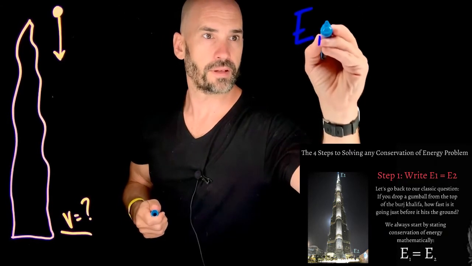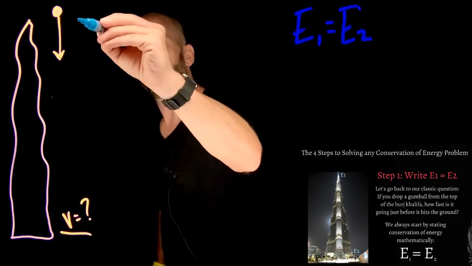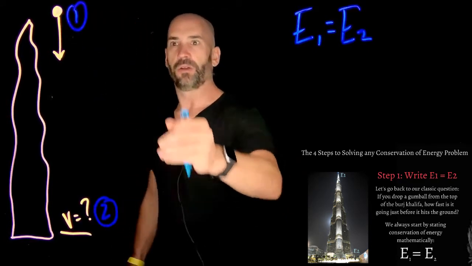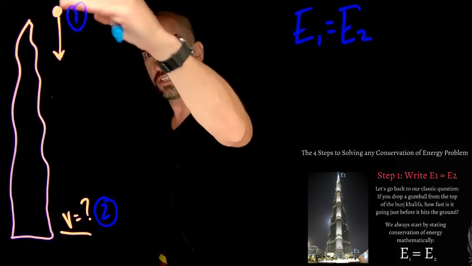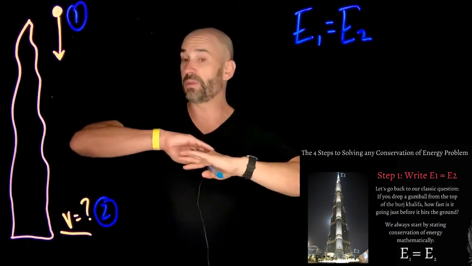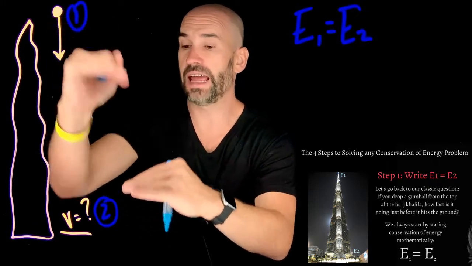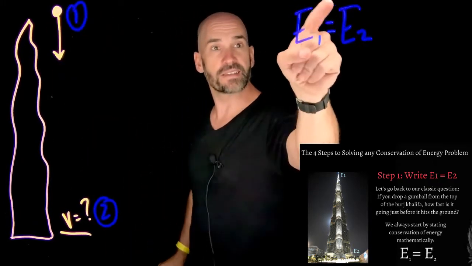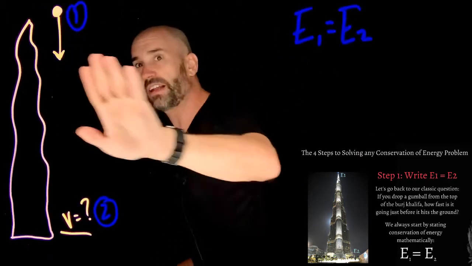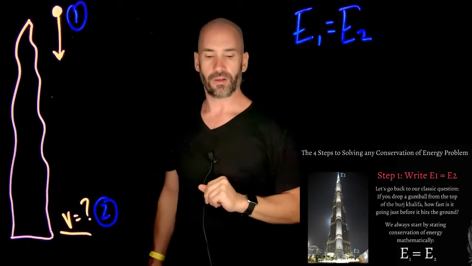E1 equals E2, okay? So what is that 1 and 2? 1 means where you start from, 2 means where you end, okay? So the energy at your initial position or situation has got to be equal to the energy at the final situation. Now the energies may be changed forms, but the total mechanical energy here and here have to be the same. So this is the perfect way to start any conservation of energy problem, because it reminds you that all the energies I have here must equal all the energies I have down here, okay?